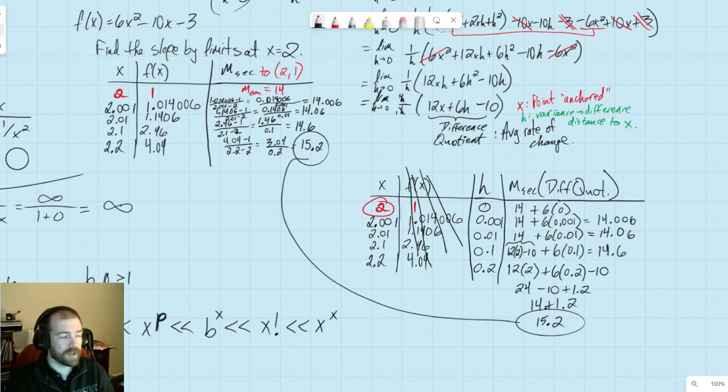And then likewise, this one's going to be 14 plus 6 times 0. We don't want a deviation. We want h to be 0 in this particular case. So we don't want a deviation from the value we get, 14.